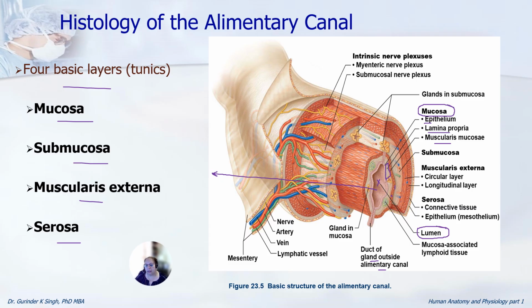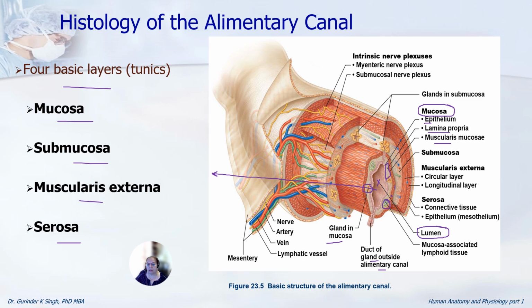Scattered in this connective tissue lamina propria, you will see a couple of other things. One is this green stuff, which is the MALT, the mucosal associated lymphoid tissue. You will also see some glands. These are the glands in the mucosa. So that's the mucosal layer.